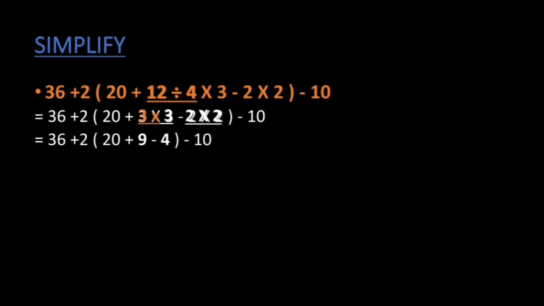In the next step, we will add 20 plus 9 because we have addition and subtraction together: 20 plus 9 minus 4. First we will add, then we will subtract.